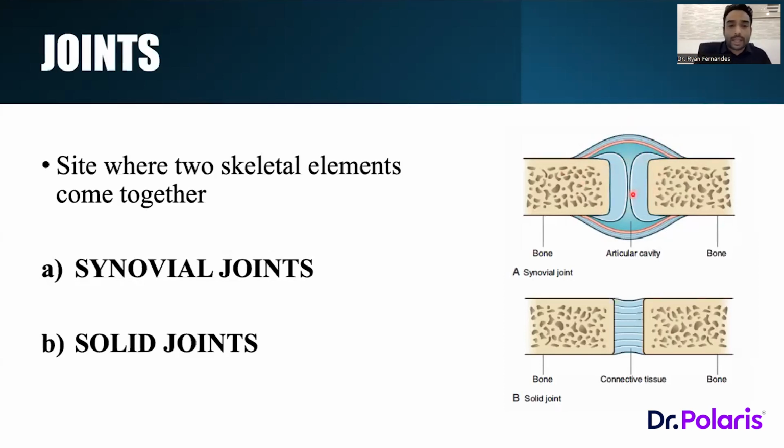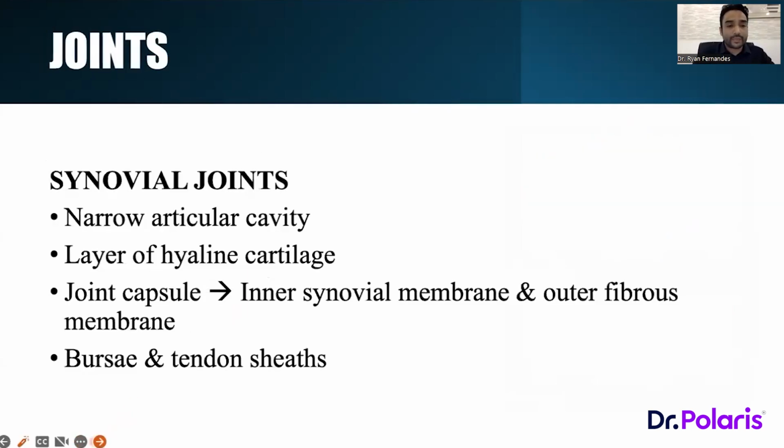Now there was one last point that was mentioned when we spoke about the joints, and that is the bursae and the tendon sheath.